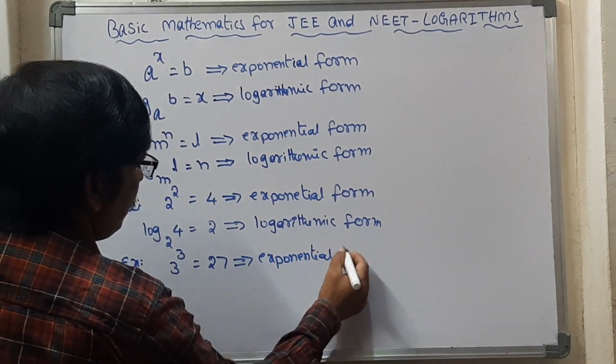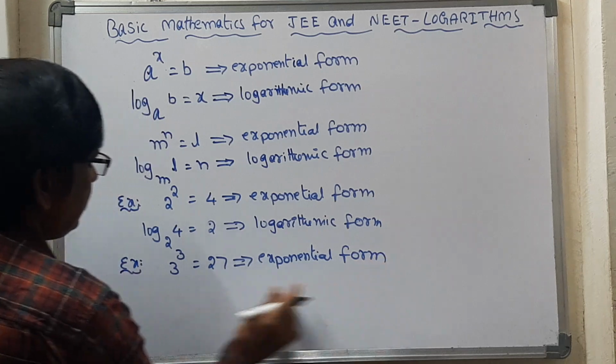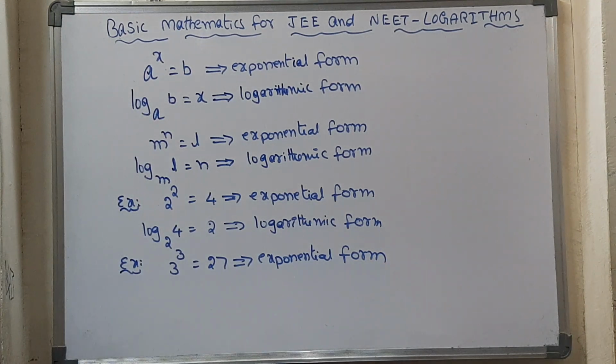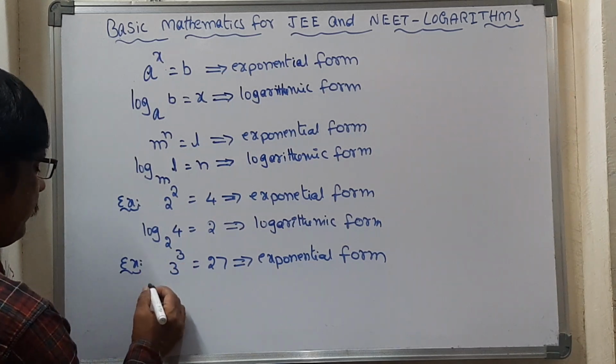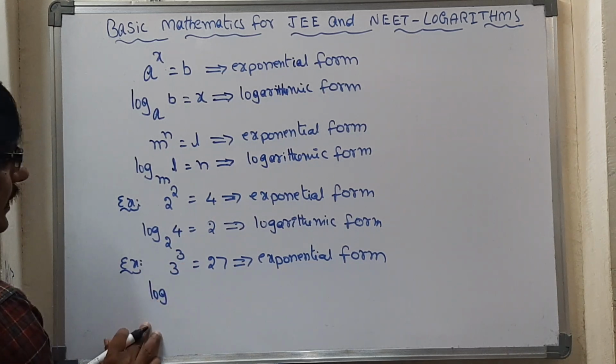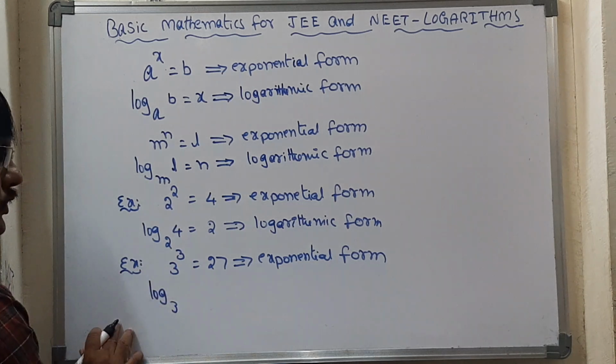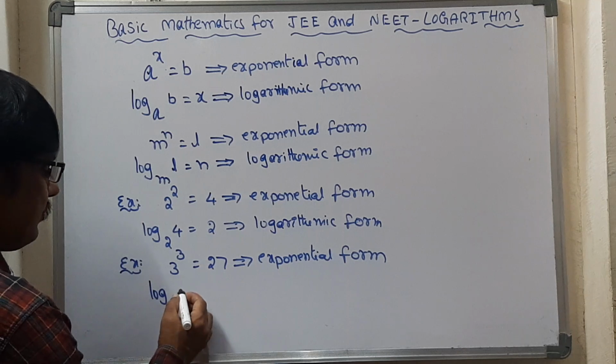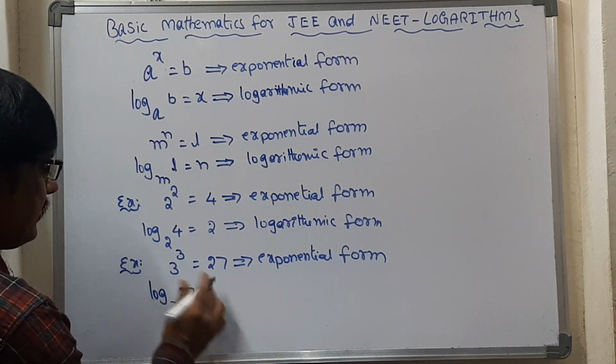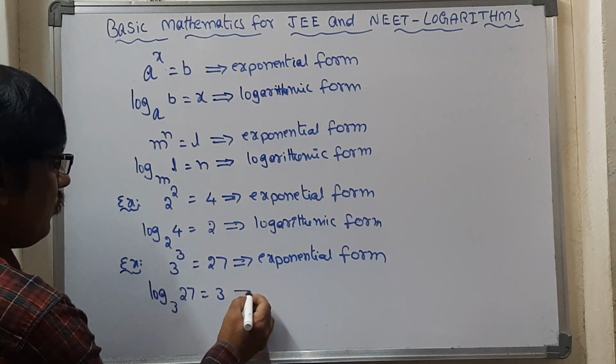So for this exponential form, try to write about this one. Right, that's great. And here what will we take first? Now log. That's great. And what is the base here? 3 is the base. That base will be continued, and this RHS will be taken to this side, and so the 3 will come.